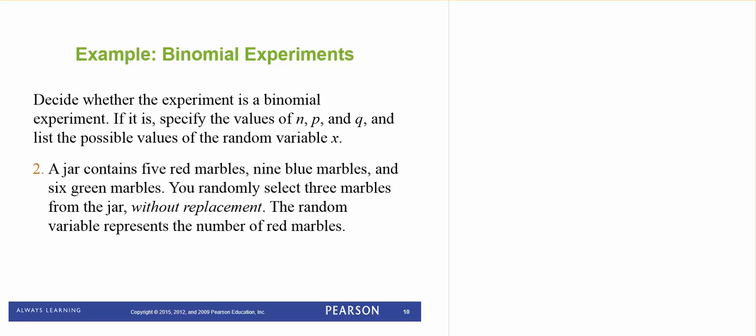Is this a binomial experiment? We've got a jar that has 5 red marbles, 9 blue ones, and 6 green ones. You randomly select 3 marbles, but without replacement. And then the random variable represents the number of red marbles. So, yes, you have a fixed number. Yes, you have what? A count. And you have a success. You're either red or you're not red.